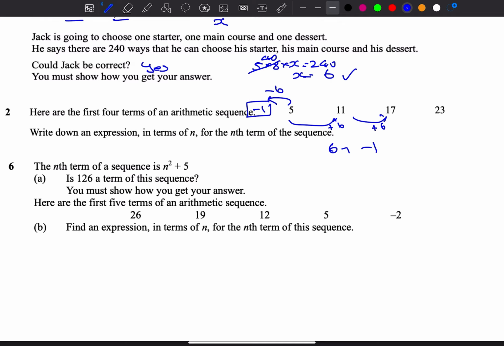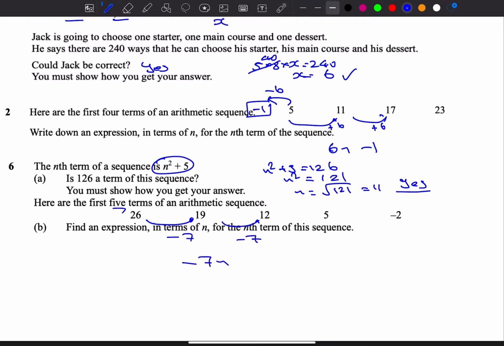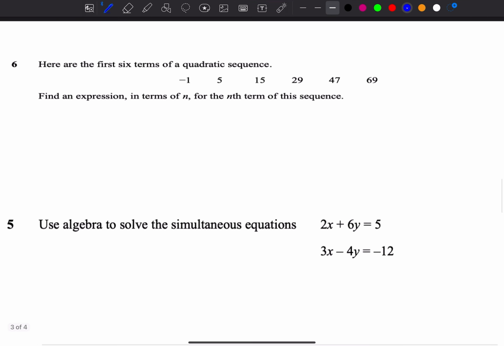Next one. Is 126 in the sequence? The nth term is given, so n squared plus 5 equals 126. So what is n squared? Take away 5, 121. N is the square root of 121, which is 11. Is it in the sequence? Yes, because it's a whole number. The first 5 terms here, 26 to 19, take away 7, take away 7. So minus 7n. The opposite would be add 7, 33. 33 is the answer.